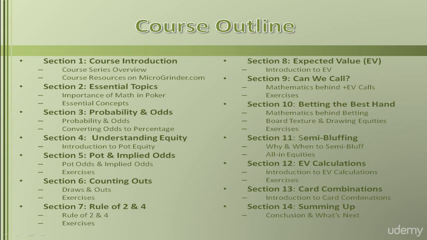Section 7, we're going to look at the rule of 2 and 4. This is an easy shortcut rule to quickly estimating your equity in a poker hand on the fly when you're playing. So then we're going to look at that and do some exercises on that in Section 7.